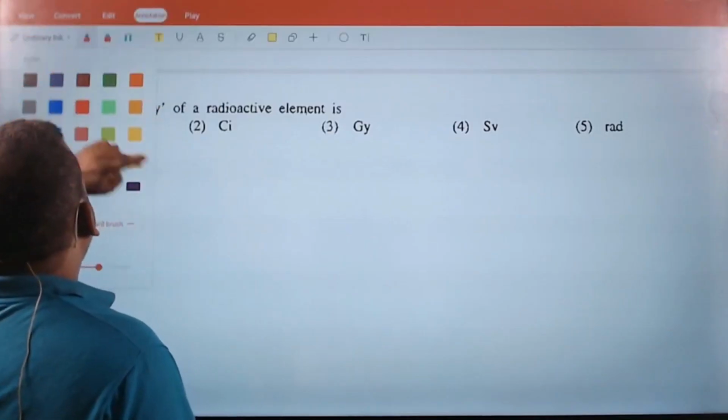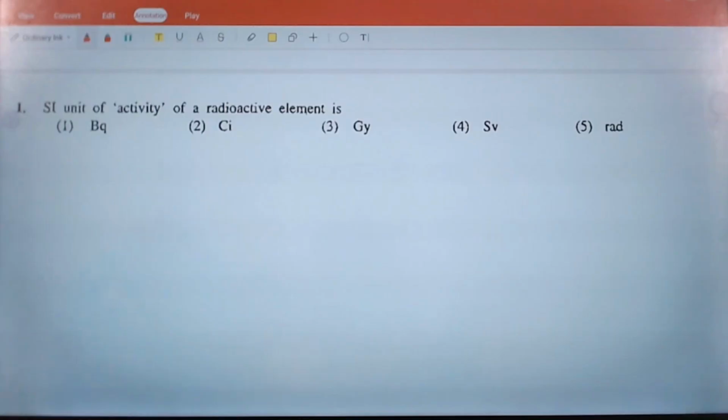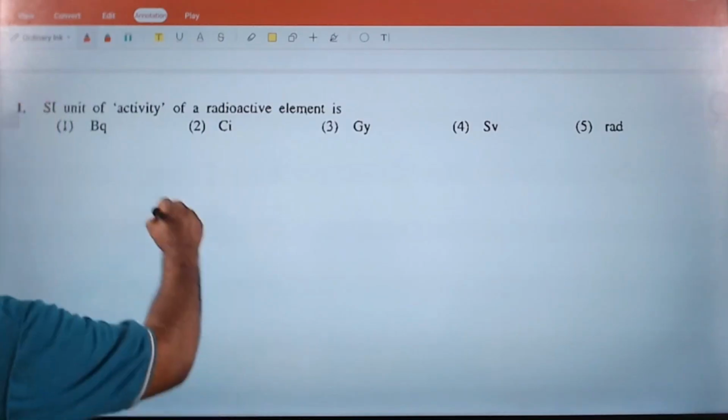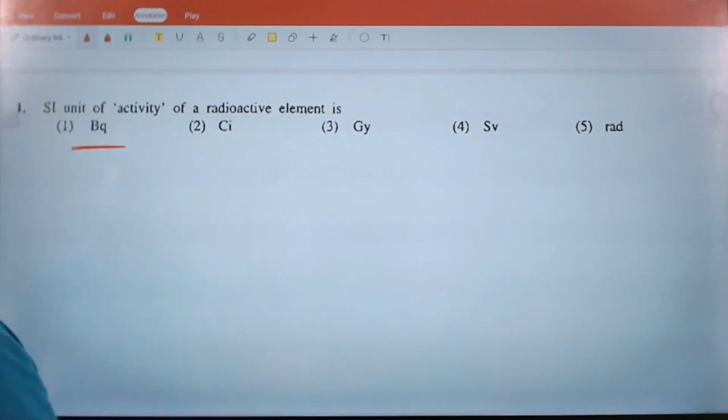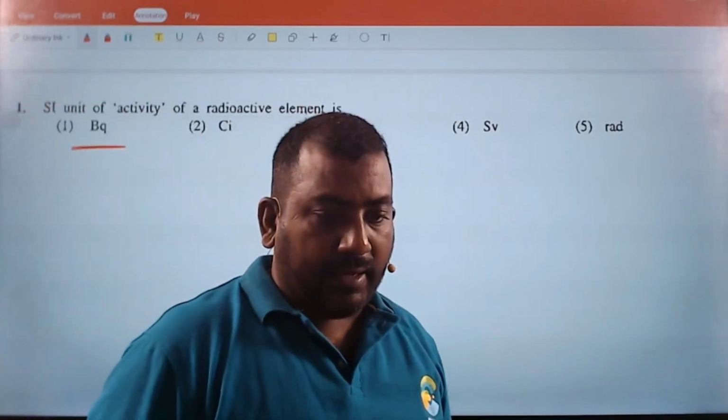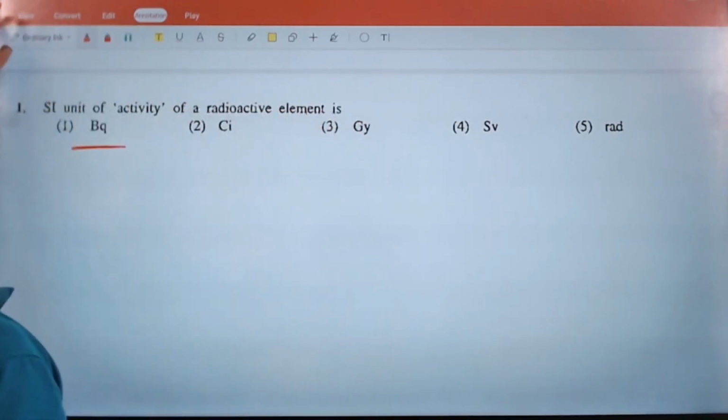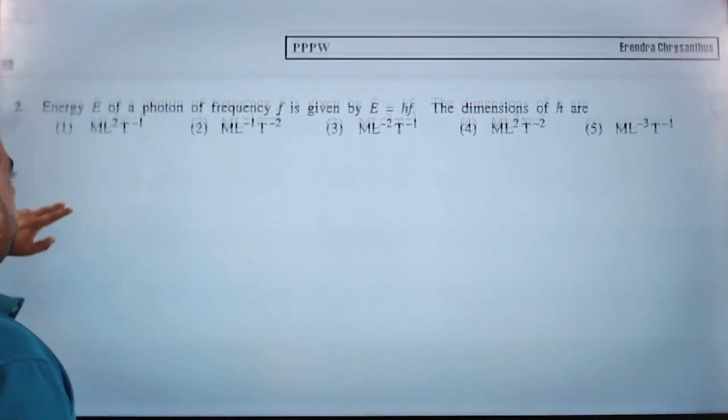First question. SI unit of activity. Activity is given by Becquerel.